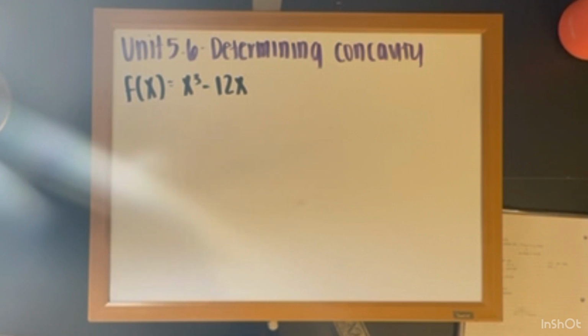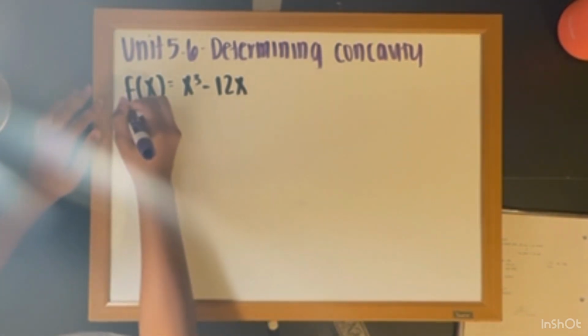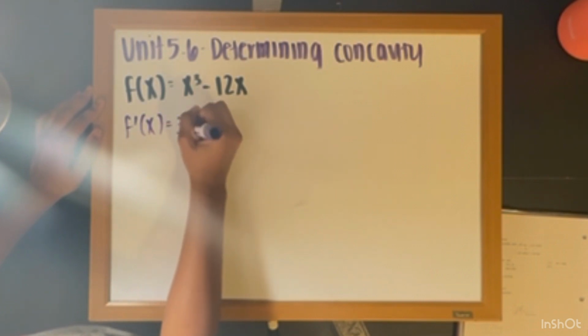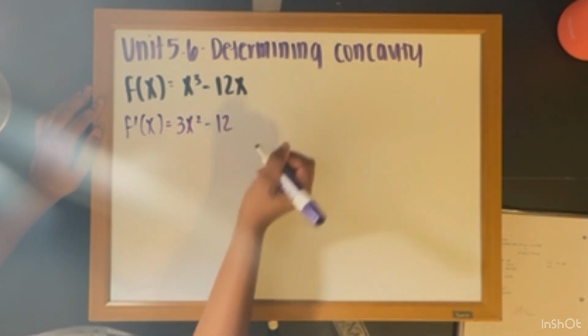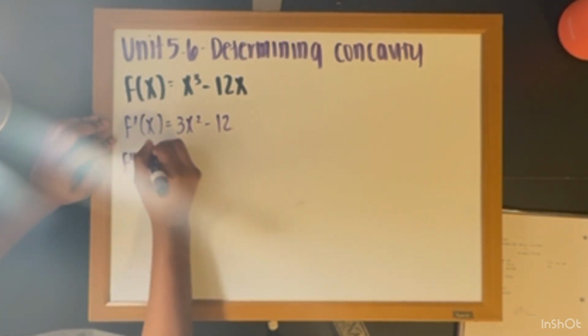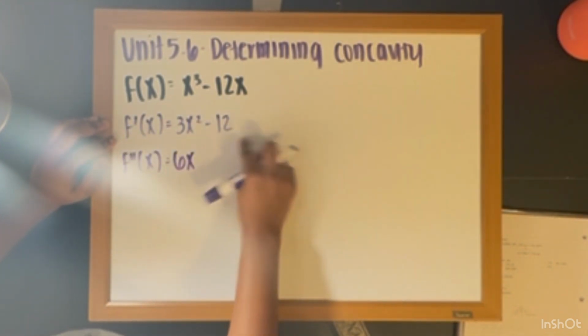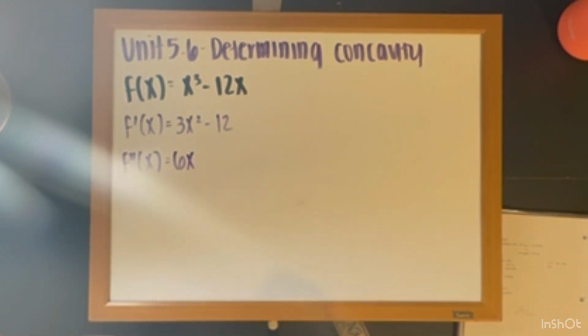Given that f of x equals x to the power of 3 minus 12x, the first thing we need to do is solve for our second derivative. So to solve for our second derivative, we have to find our first derivative and then the second derivative. So first derivative, f prime of x, gives us 3x squared minus 12. And our second derivative is going to equal 6x. The 12 goes away, so it's just 6x.